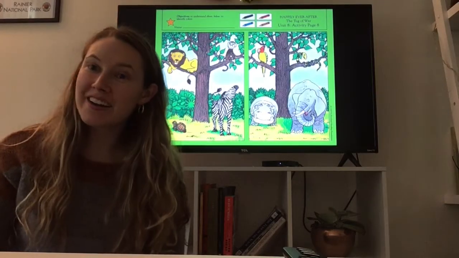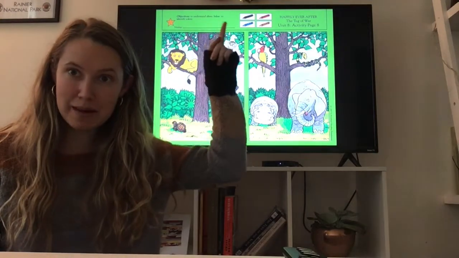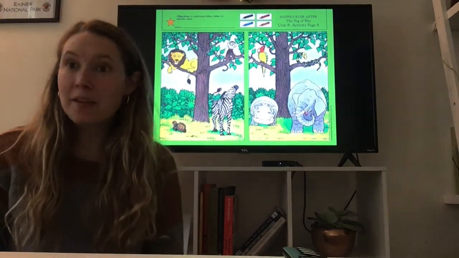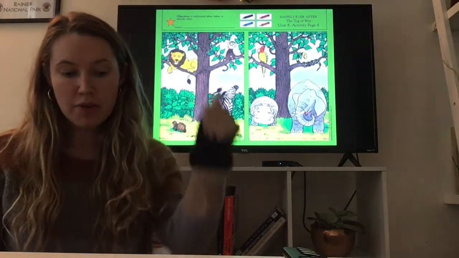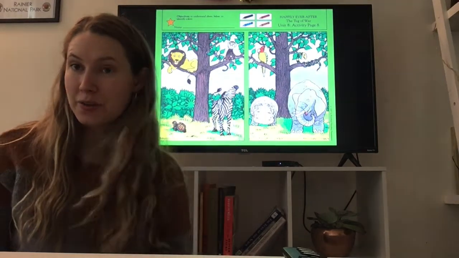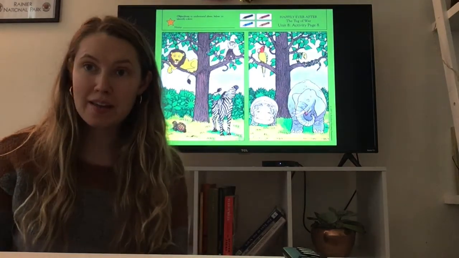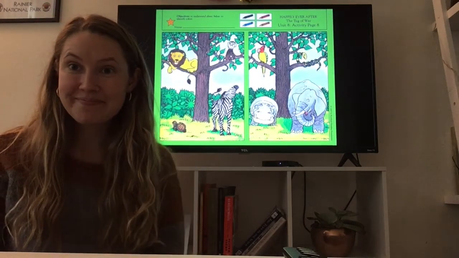Hey guys, we are on to activity page 7. For this page, you're going to begin by putting your name at the top, and then we're also going to need 4 crayons. These are the colors that you're going to need. Red, blue, black, and orange. 4 colors, okay? So grab out red, blue, black, and orange, and then we're ready to get started.